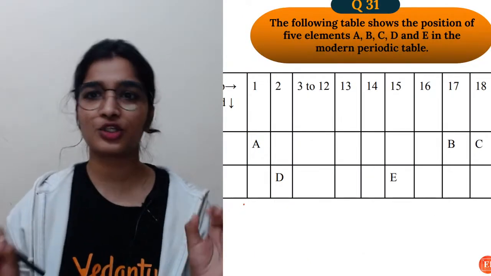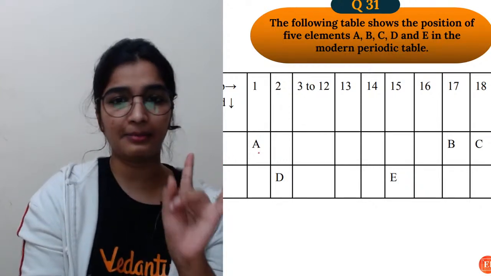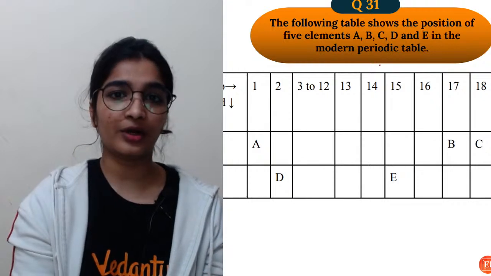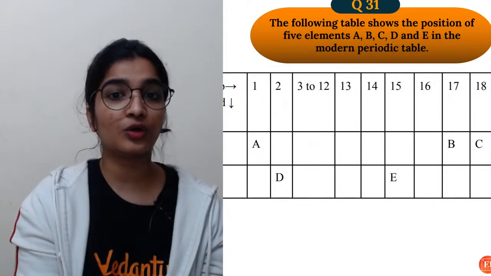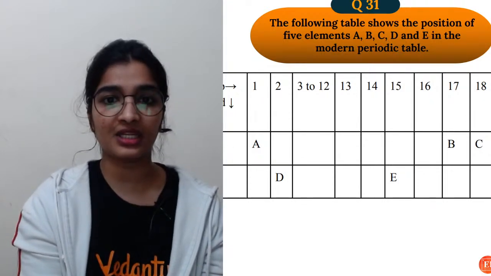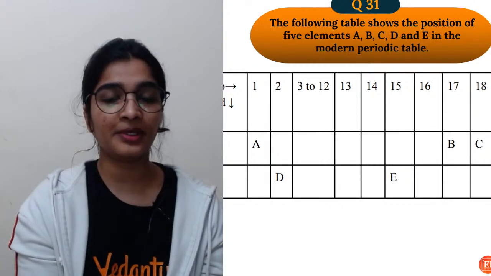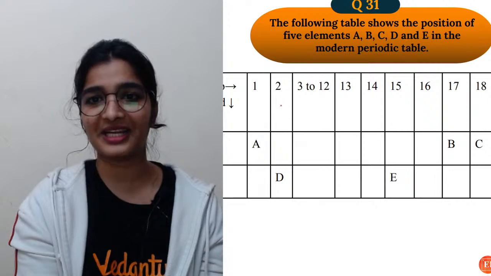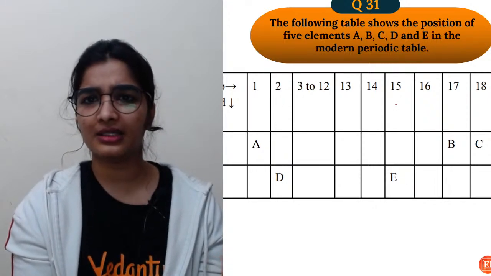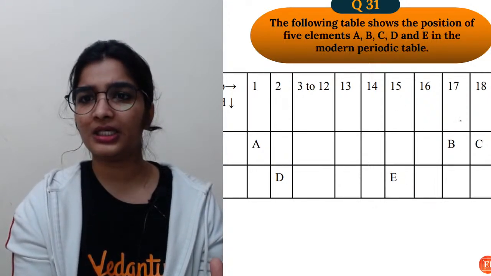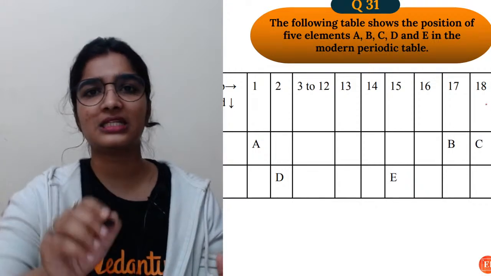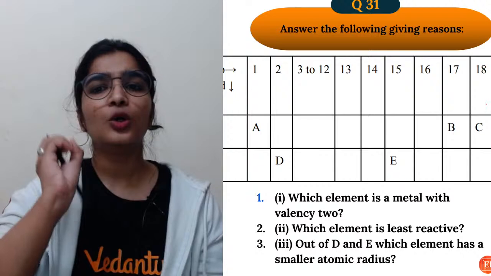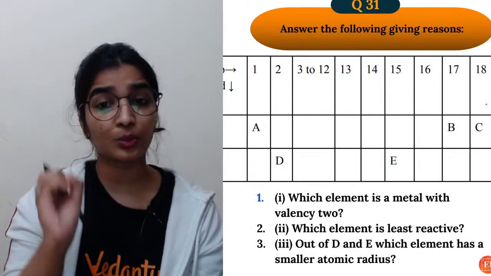The following table shows the position of 5 elements. Element A, D, E, B, C. In the modern periodic table, see group and period. So A, B, C belongs to second period, D and E belongs to third period, and A belongs to first group, D to second group, and E in the 15th group, and B is in the 17th group, C is in the 18th group. Now we need to answer the following questions. Which element is a metal with valency 2?